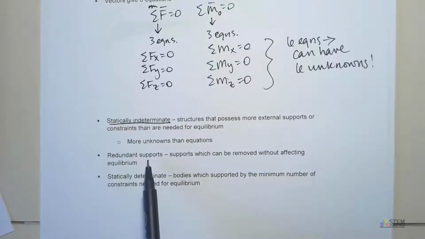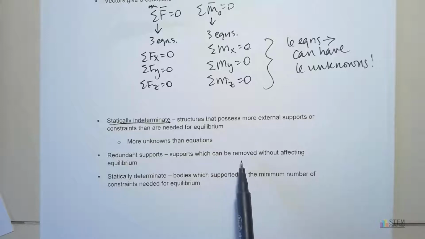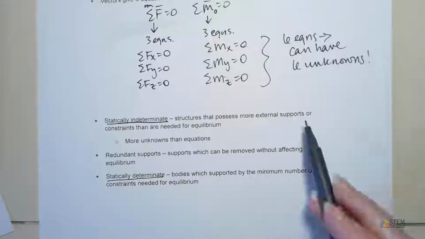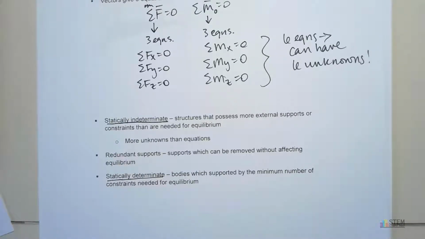Redundant supports, those are going to be supports where you can remove them without changing your equilibrium. So you're just kind of overdoing it. And then statically determinate, this is what we kind of hope for. These are bodies that are supported by the minimum number of constraints needed for equilibrium. So here you'll have the right number of unknowns with the right number of equations. So I just wanted to cover those terms in case you hear them. That's just a few terms that are sometimes used.